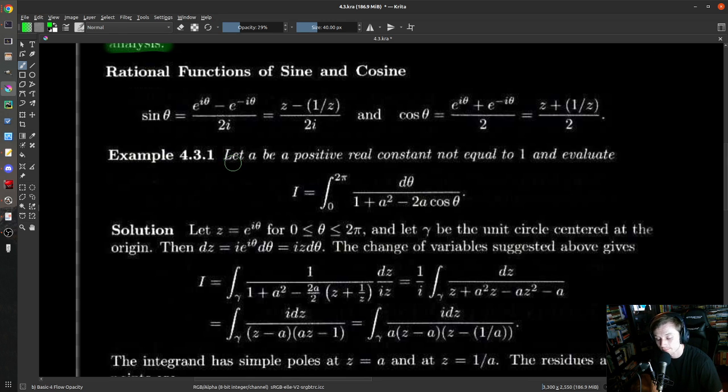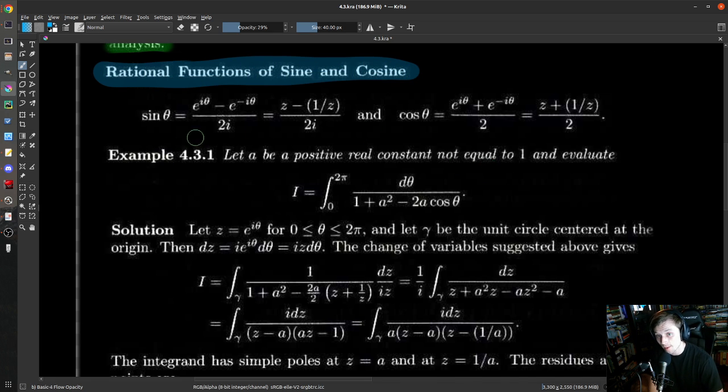Okay. Anyways, the first type that we're going to talk about is rational functions of sine and cosine. So, rational functions of sine and cosine. Okay, fair enough. Just remember really briefly that sine in the complex plane was sine theta equals e to the i theta minus e to the minus i theta over 2i, right?